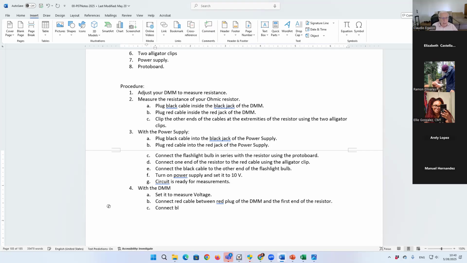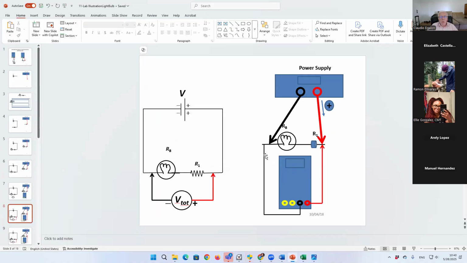Connect the black cable between the black plug of the DMM and the other end of the flashlight bulb. Flashlight bulb. Here you go. Flashlight bulb. That's what we have here. We're going to measure the electric potential between those two ends, just like we did before, right?